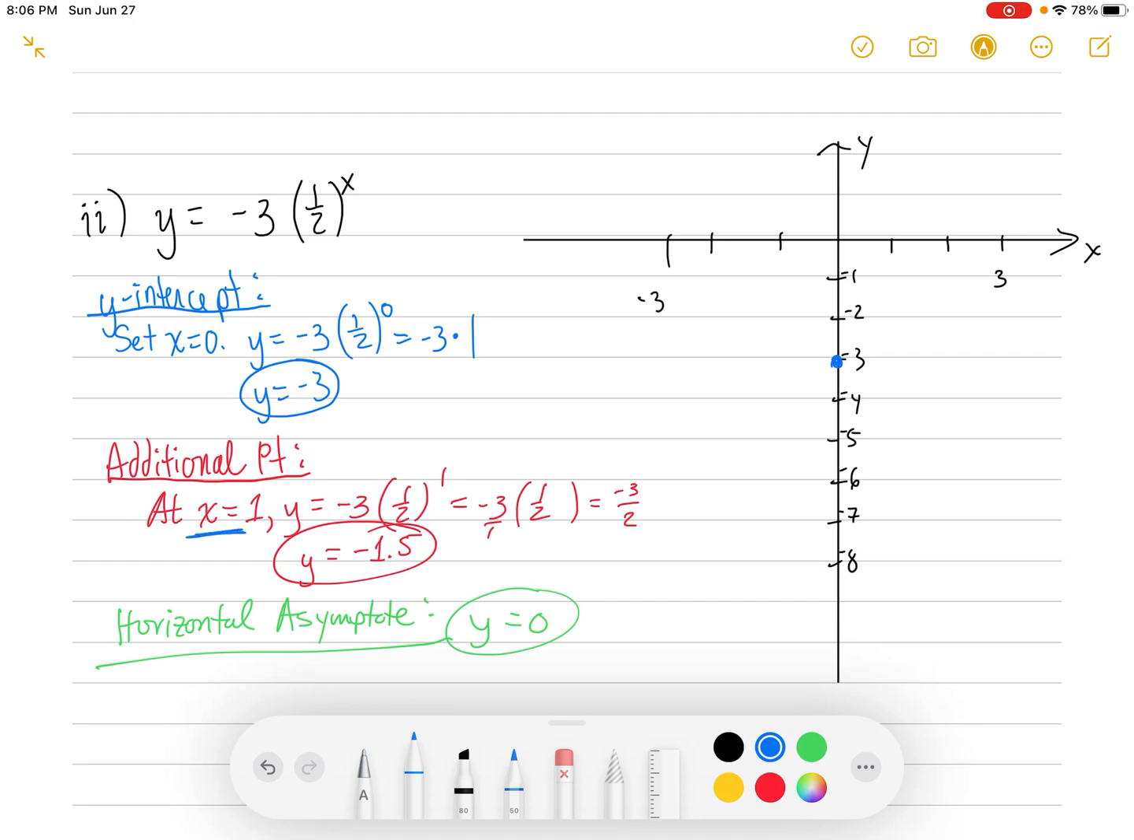These are negatives here. So I'm starting with a y-intercept of -3, so that would be right here. And then I have a point here, which is 1, -1.5. So where would that be? That would be, so 1 on the x, -1.5 on the y would be about here.